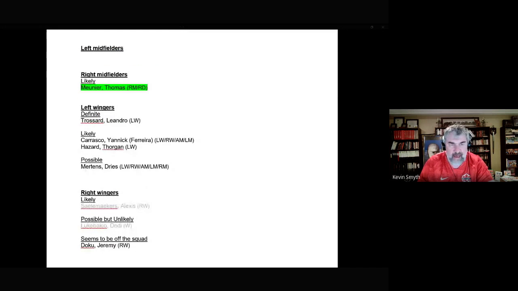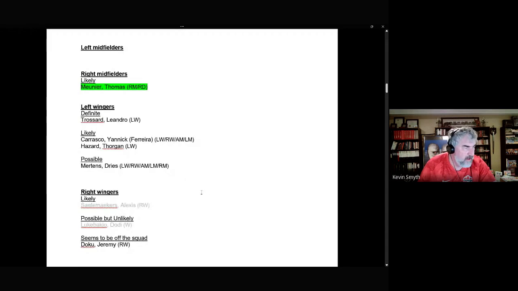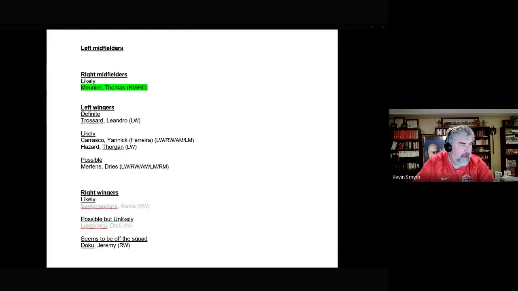Okay, over to left wingers, and there are left wingers in the 3-4-1-2. So let's look at who the candidates are. We have a definite candidate, Leandro Trossard, and a likely candidate, Yannick Carrasco, and Thorgan Hazard, also likely, and a possible candidate in Dries Mertens.